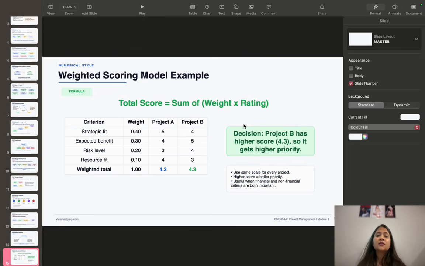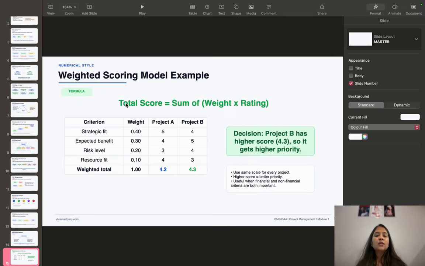Next, we can see the weighted scoring model. So here you can see the example. This is a numerical style concept. The formula is very simple: total score equals the sum of weight multiplied by rating. So total score is equal to the sum of weight multiplied by rating.